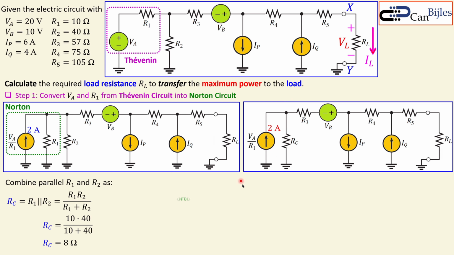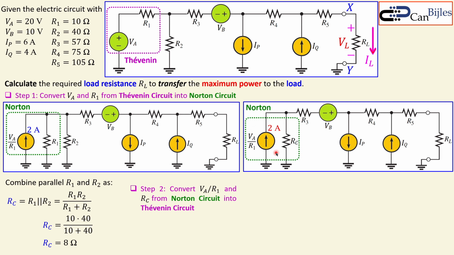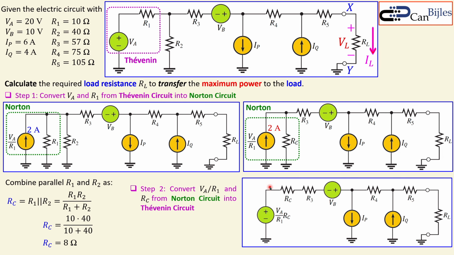So the next step is the following. Convert this VA over R1 source and this RC from a Norton circuit into a Thevenin circuit. This is 2 amps, and that must now be multiplied by this RC, which is 8, and you will get 16 volts. So this part is Norton, and you will now get this circuit. You multiply this with the RC. That's shown here. And now we get the RC in series with this new voltage source, and that is 16 volts. This is still 8 ohms for RC.